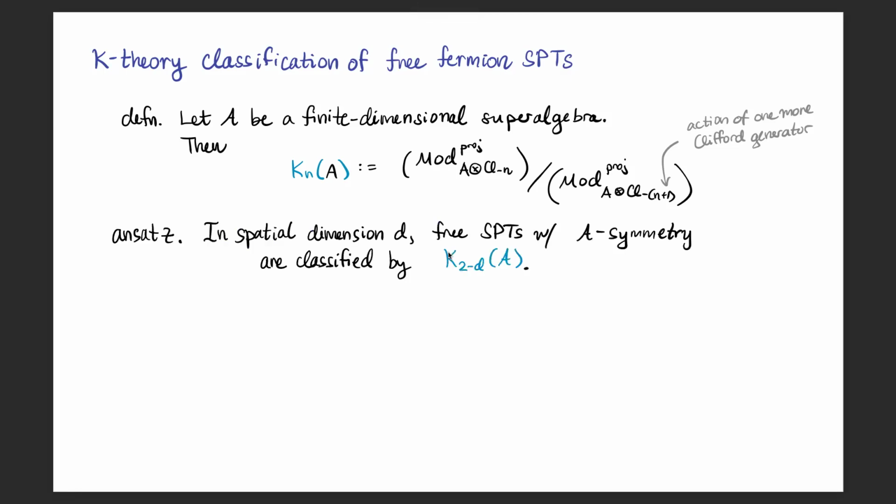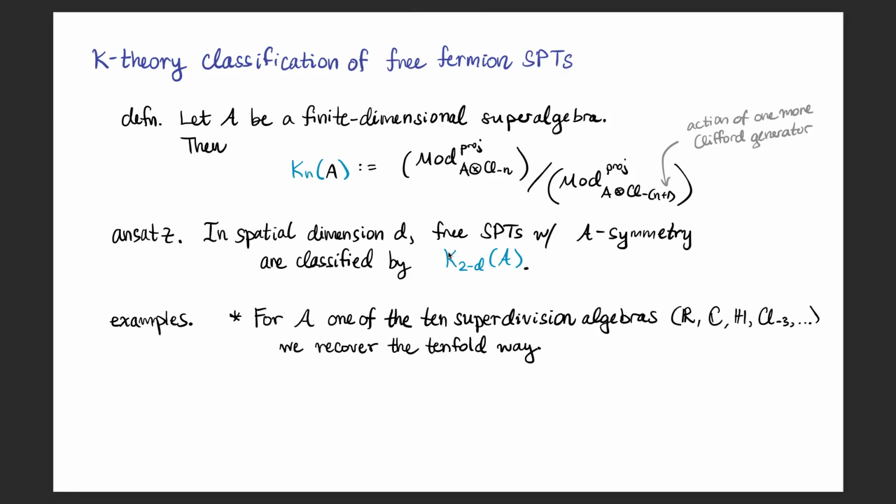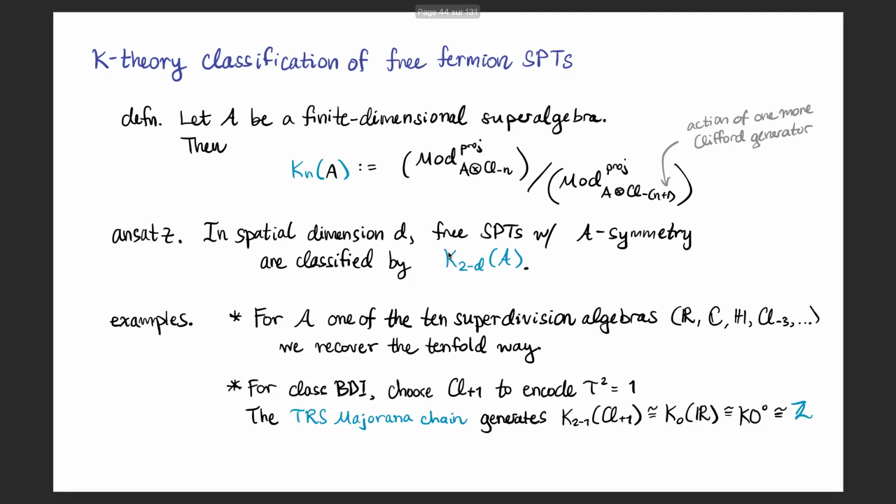And so the ansatz is, in spatial dimension D, free SPTs with A-type symmetry are going to be classified by this K-theory group, but we have the usual shift by 2. And then due to the degree, the homological degree, it's in negative D. But you can recover the tenfold way in this framework. We just take A to be one of the 10 superdivision algebras, one of the 10 Clifford algebras. So in particular, if we look at class BDI, time reversal symmetry gives us the generator of Clifford plus 1, and then the K-theory group you get for spatial dimension 1 is Z. So that's going to be the running example here.